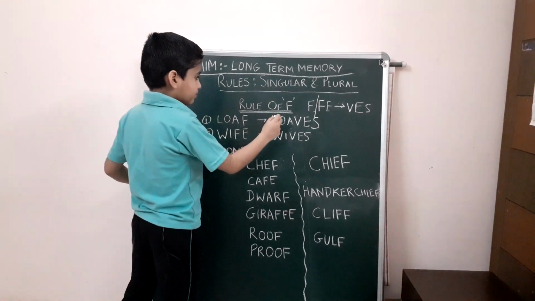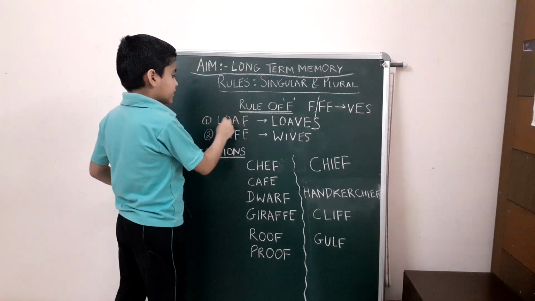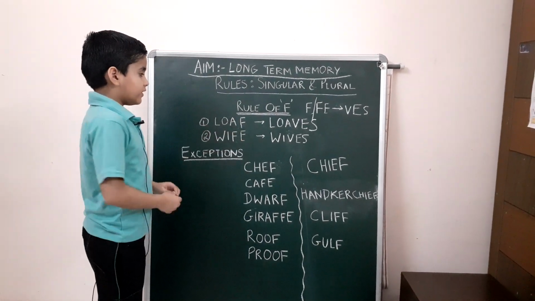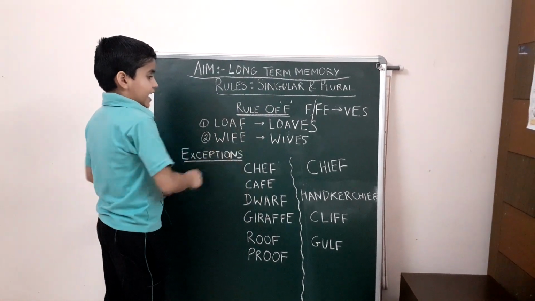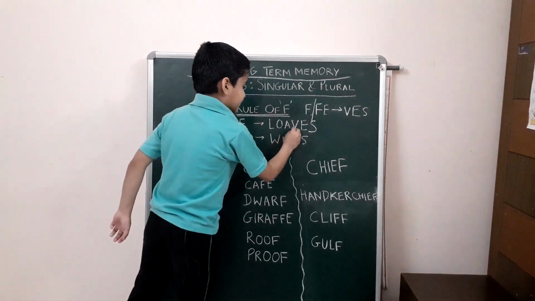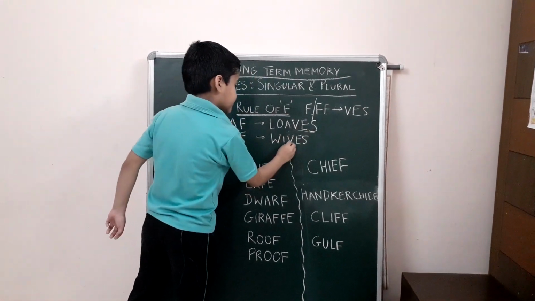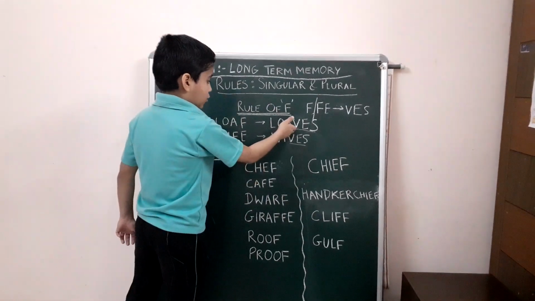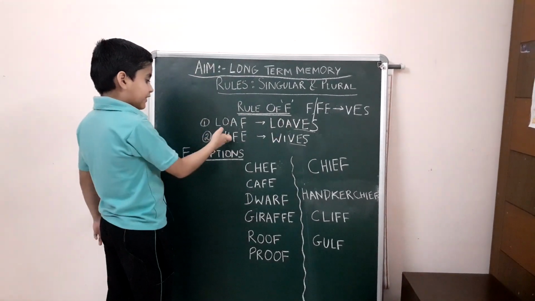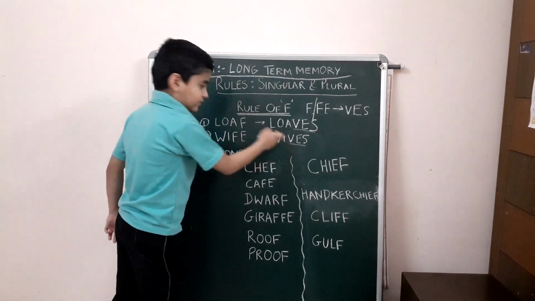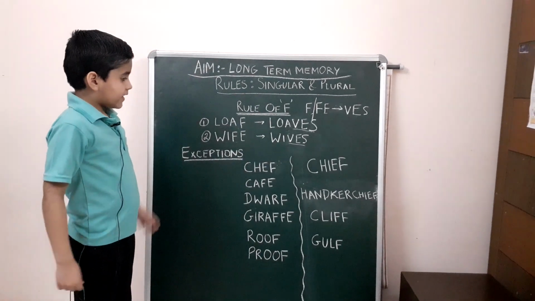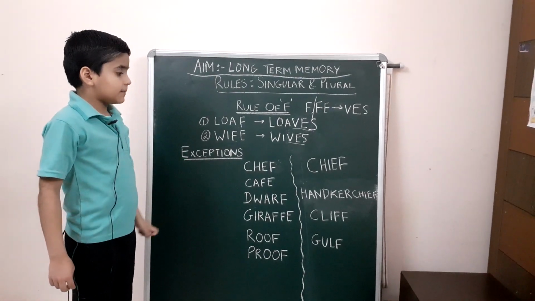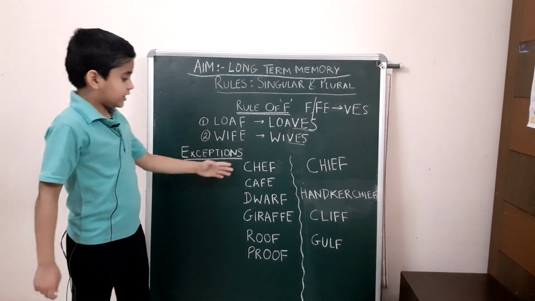So, words ending in F or FE, we have to erase it and add VES. So, loaf will become loaves, wife will become wives. I remember this, but I don't remember the exceptions. Today we will study exceptions.